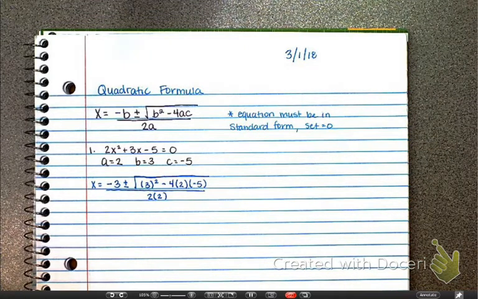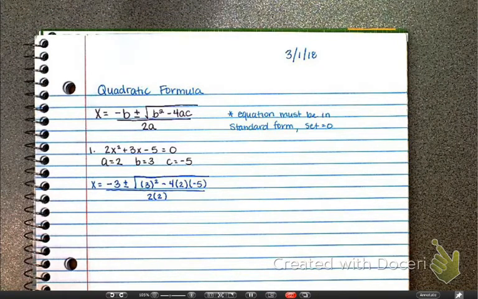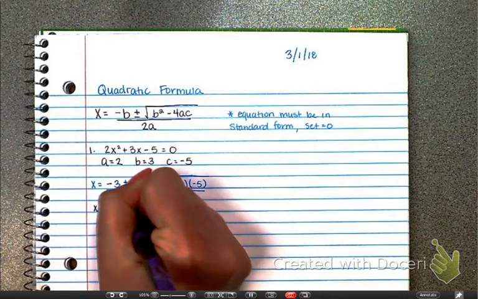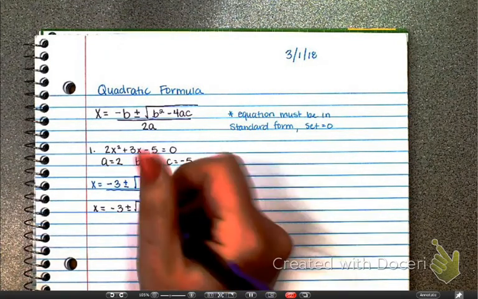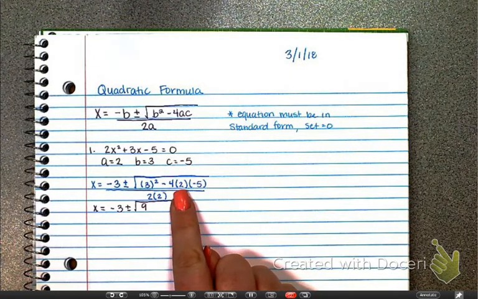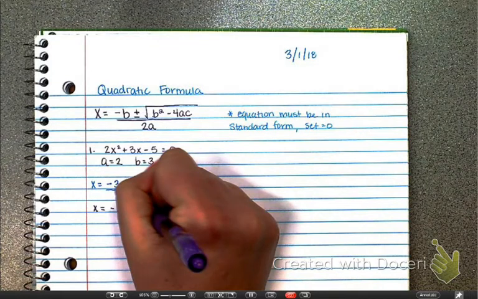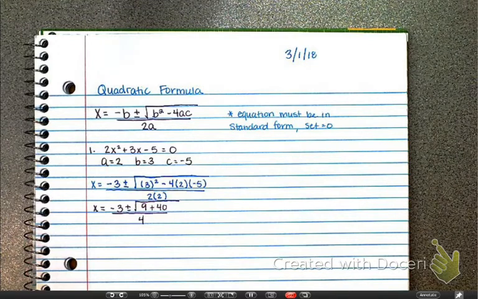Okay, so here we're going to simplify. Now, I'm going to go through and literally write every single step. Once we've done a couple of these, you'll be able to do some of it in your head, and I don't expect every single step written out. But for now, we're going to do that, okay? So, x equals negative b, or negative 3 plus or minus. Now I'm going to simplify. 3 squared is 9. And then negative 4 times 2 is negative 8. Negative 8 times negative 5 is a positive 40. All over 2 times 2, which is 4. So basically I was getting rid of all those parentheses.